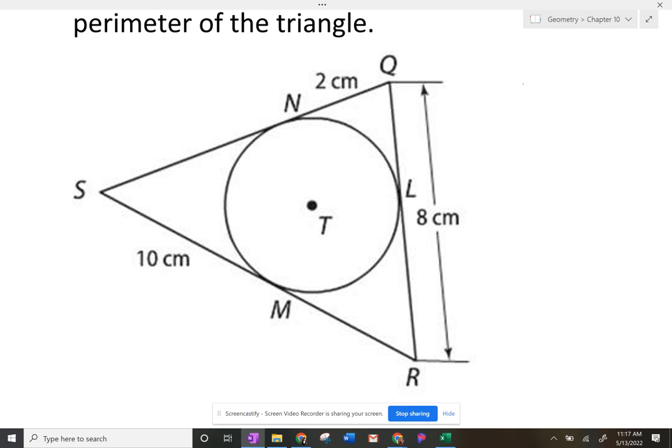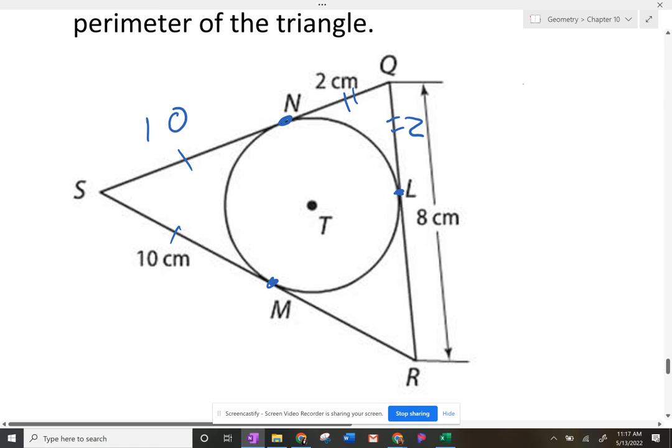All right, so again, I'm going to put some points on here just to visually show where that tangent line is going to be at. So with this part over here, I'm going to start here. If this length is going to be 10, what's the length of SN? That's going to be 10. Okay, if NQ right here is 2, what's QL going to be? It's going to be 2. So again, this line segment here and this line segment here, that'll be 2.